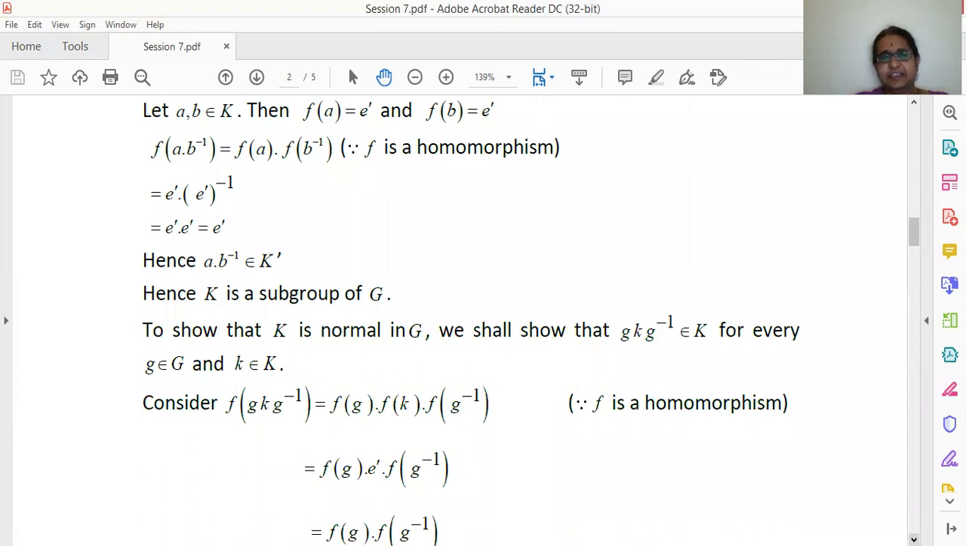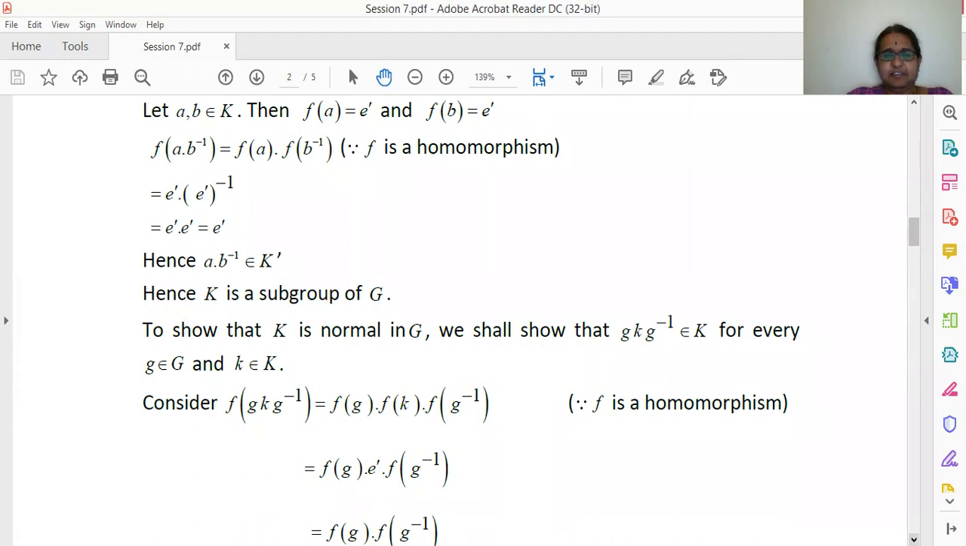Then we have to show that it is normal, that is, it is a normal subgroup. So we take K, a subgroup of G, and to show that K is normal in G, we shall show that g k g inverse belongs to K for every g belongs to G, k belongs to K. This is one of the definitions of normal subgroup.